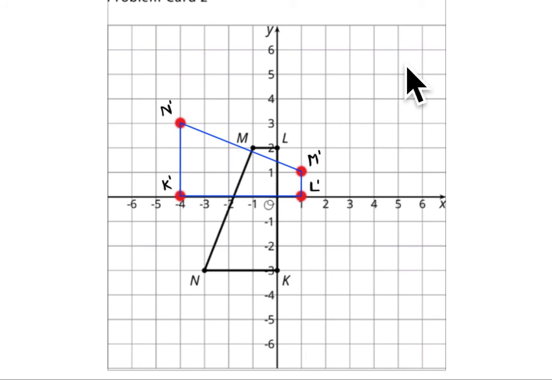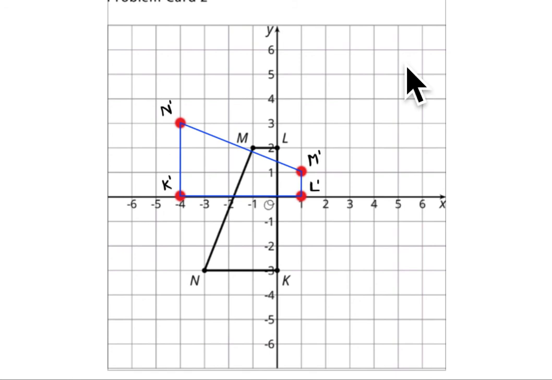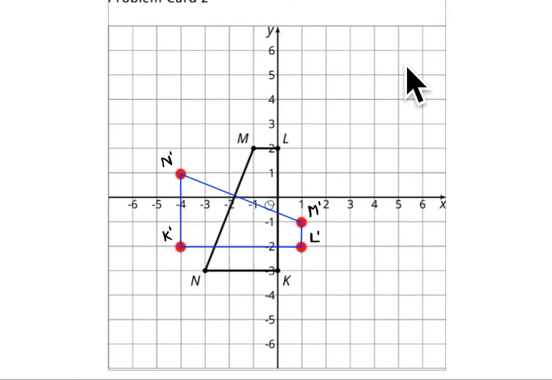And then finally, this image gets translated 1 unit to the left and 3 units down. It ends up right there.